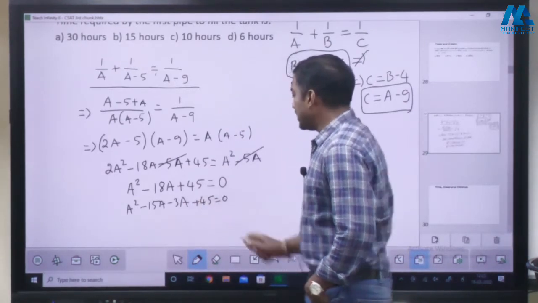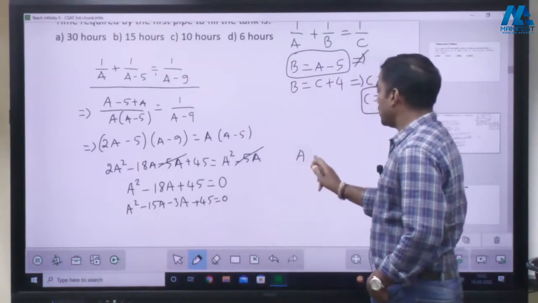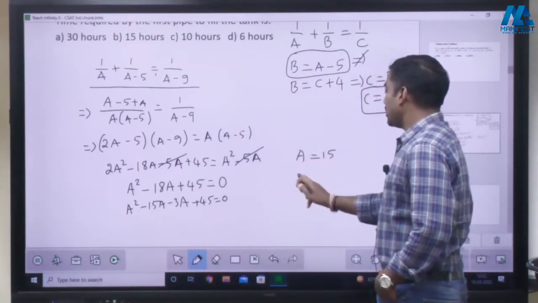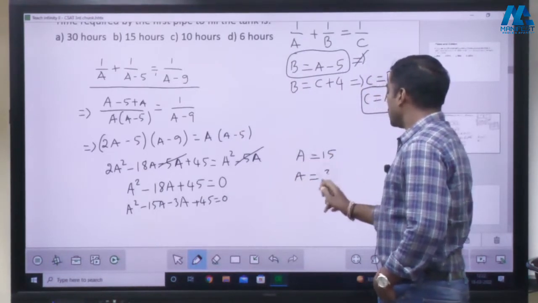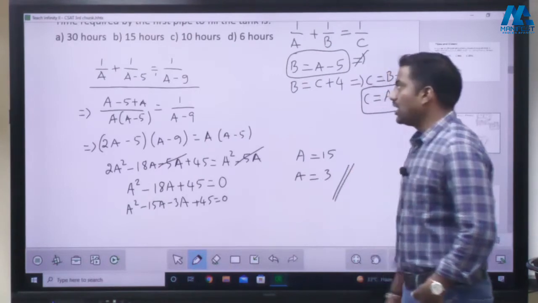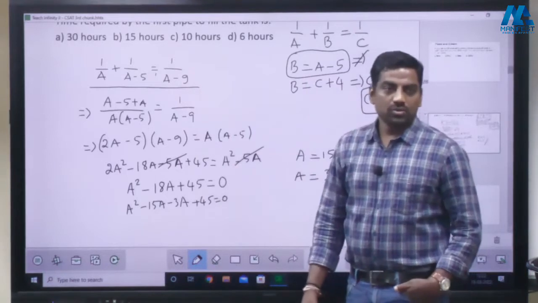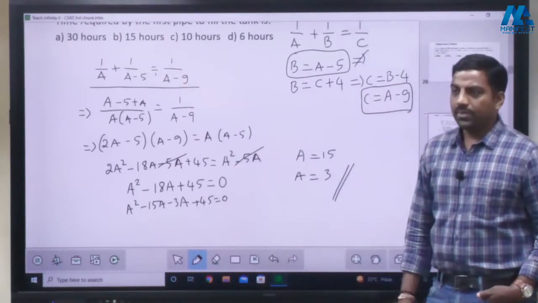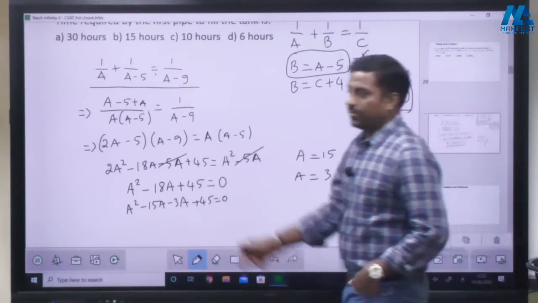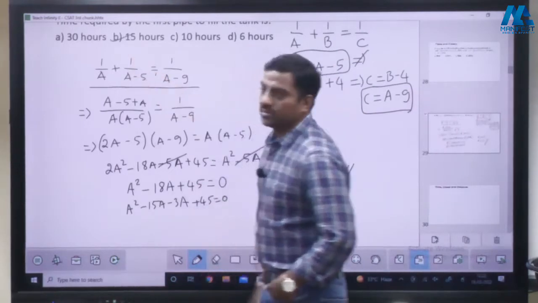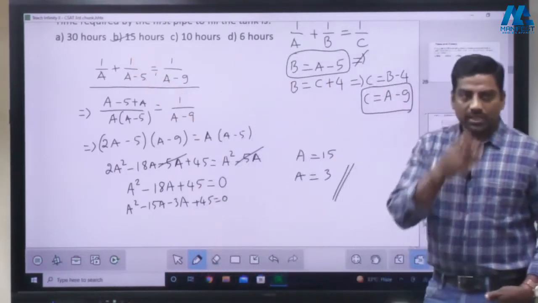So answer will be either A is equal to 15 or A is equal to 3. 3 you can't put, will get negative value here. So 3 you can't put. So answer should be 15. Done? Yes or no?